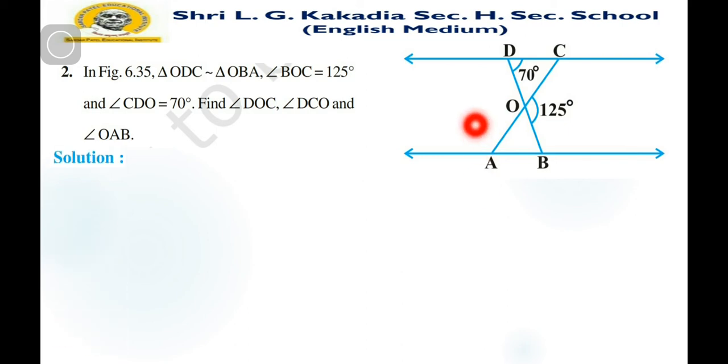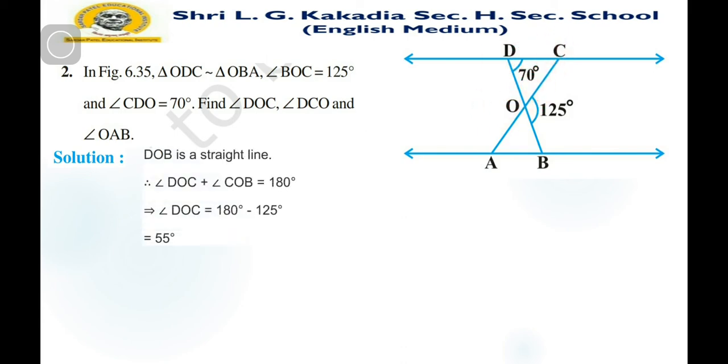Now here you can see that BD is one line. So here COB and COD are a linear pair of angles, so we can find angle COD. Here you can see that DOB is a straight line, so the sum of both the angles, DOC plus COB, is equal to 180. Hence we can say DOC is equal to 180 minus 125, that is equal to 55 degrees.